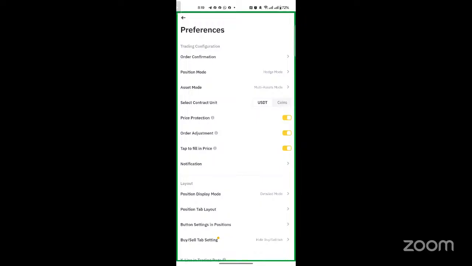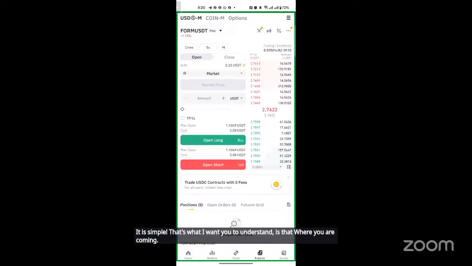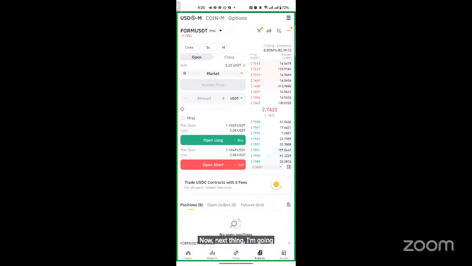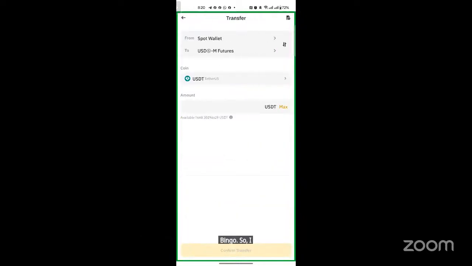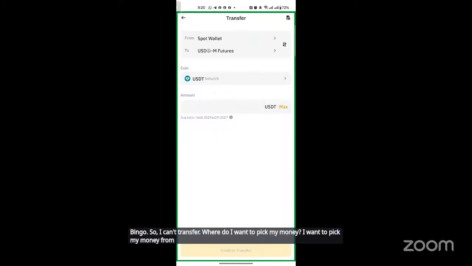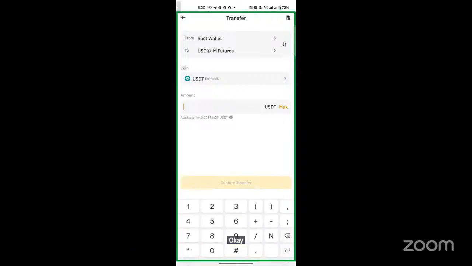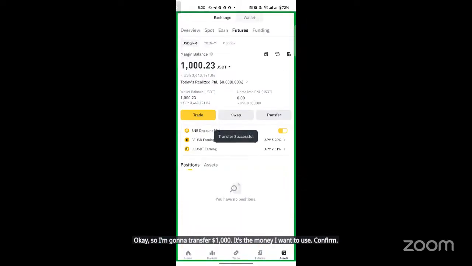It is simple. What I want you to understand is that the next thing I'm going to do is transfer money to my futures account. Bingo. So I come to transfer. Where do I want to pick my money from? I want to move my money from my spot wallet to my futures account. So I'm going to transfer $1,000, the money I want to use. Confirm. Bingo. The money is now in my futures account.